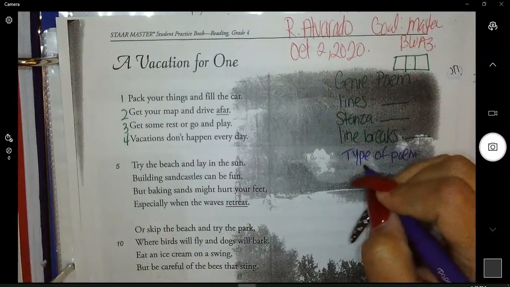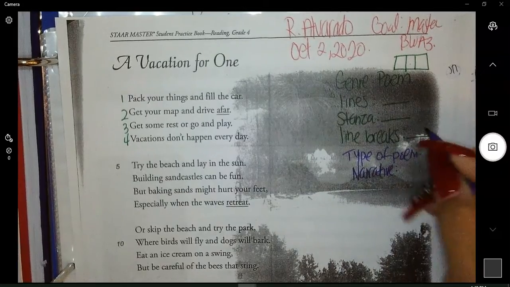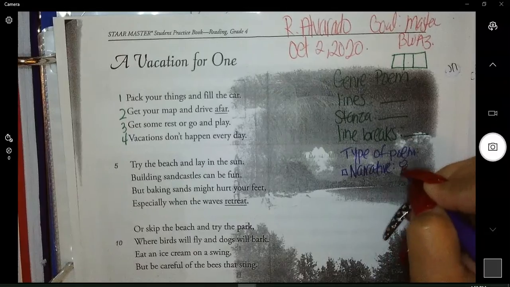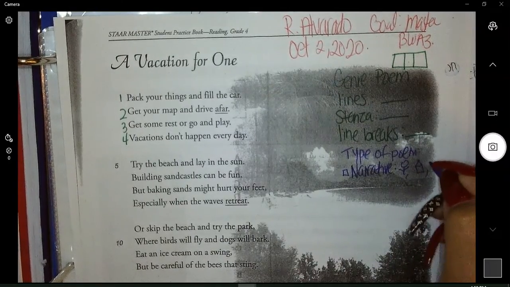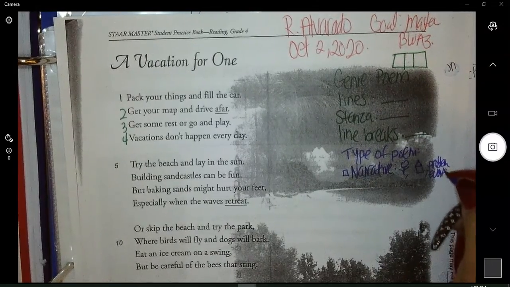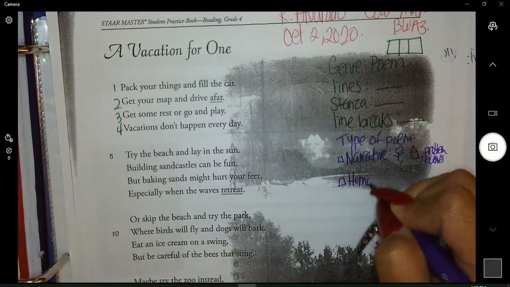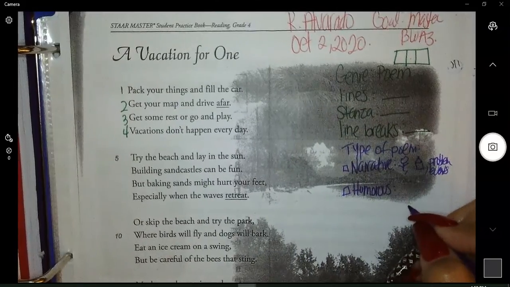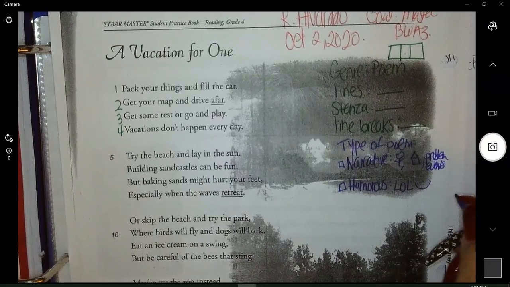So here I'm going to write, is it narrative? What does a narrative poem have, boys and girls? It has a character, it has a setting, and it has a problem, right? A problem or events. So I'm going to put here problem or events. A humorous, what does a humorous poem do? It makes us literally laugh out loud, right? So I'm going to put LOL, I'm going to put a little smiley face.